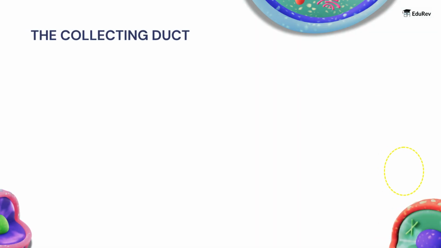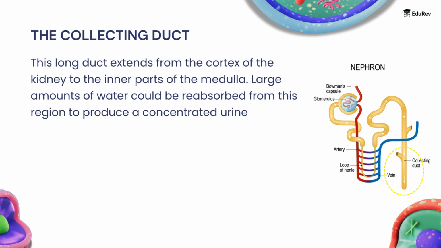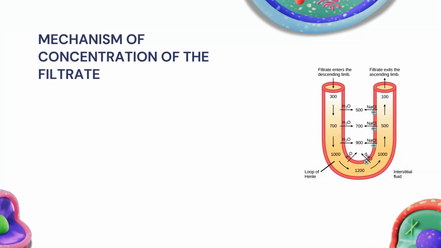Now, let's talk about the collecting duct. This long duct extends from the cortex of the kidney to the inner parts of the medulla. Large amounts of water could be reabsorbed from this region to produce concentrated urine. It allows passage of small amounts of urea into the medullary interstitium to keep up the osmolarity and also plays a role in the maintenance of pH and ionic balance of blood by the selective secretion of hydrogen and potassium ions. Finally, we'll discuss the mechanism of concentration of the filtrate.